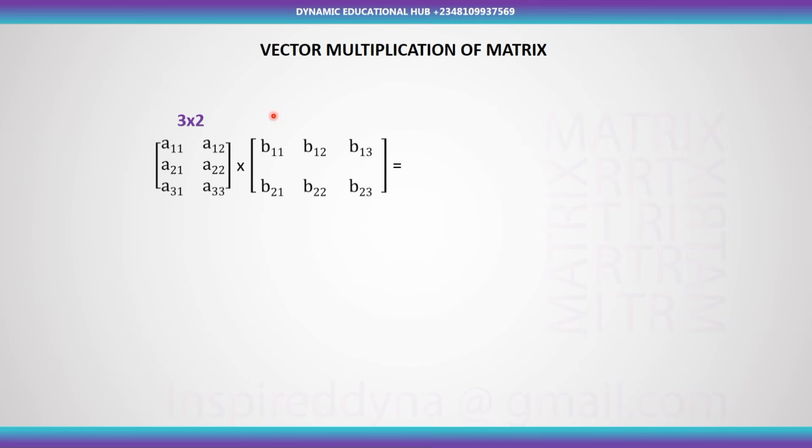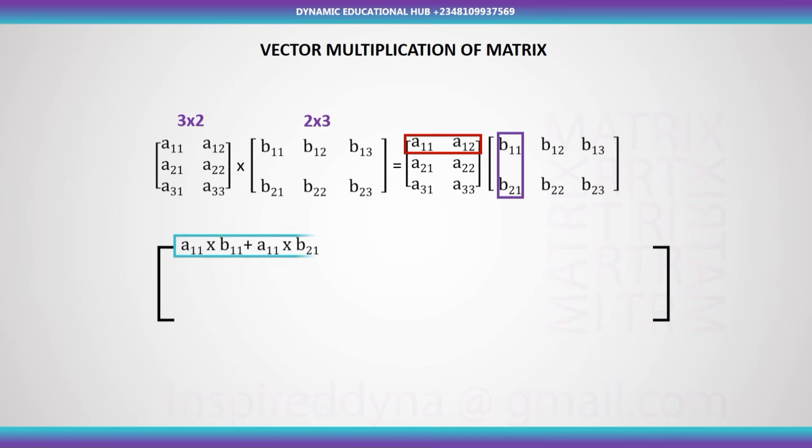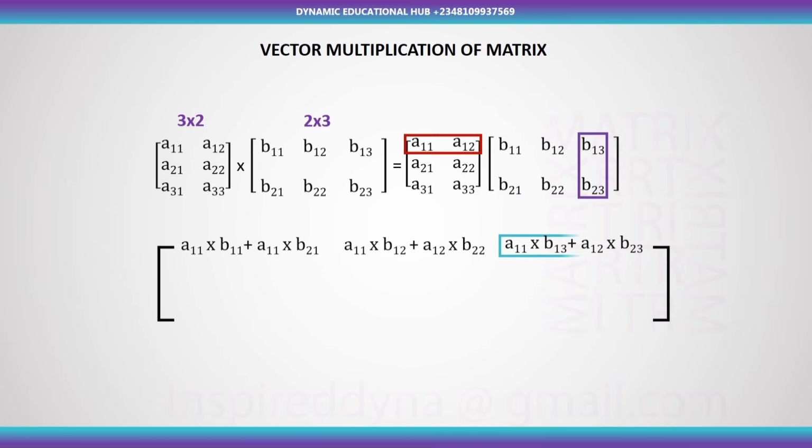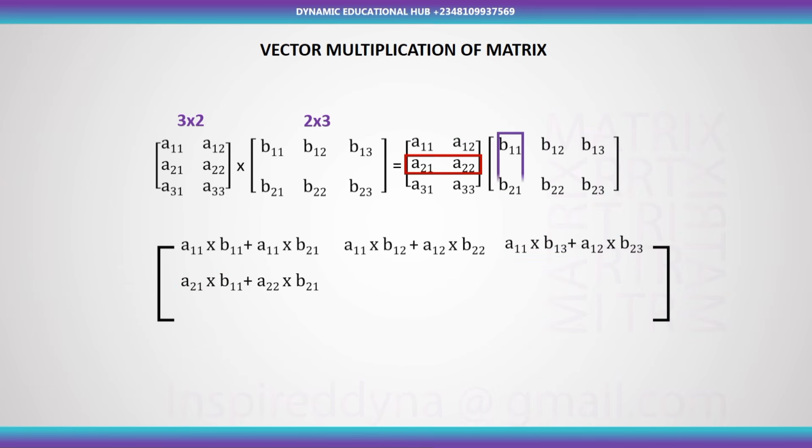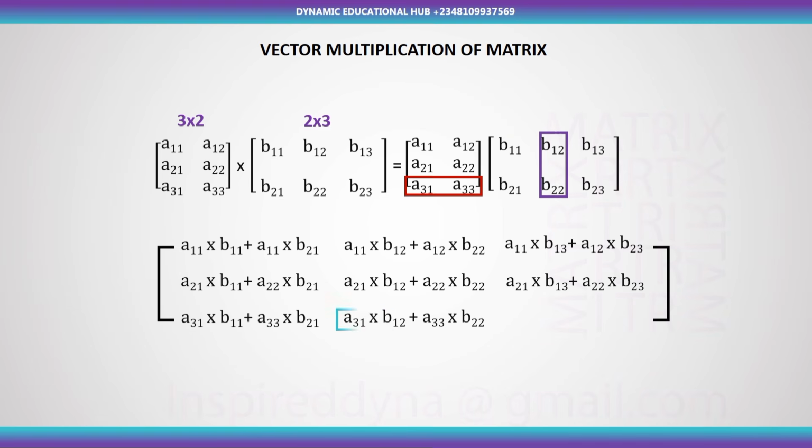So finally, 3 by 2 multiplied by 2 by 3. It's still the same method. So that is how we solve multiplication of matrices. When you have two matrices, you want to multiply them together, that is how you solve it.